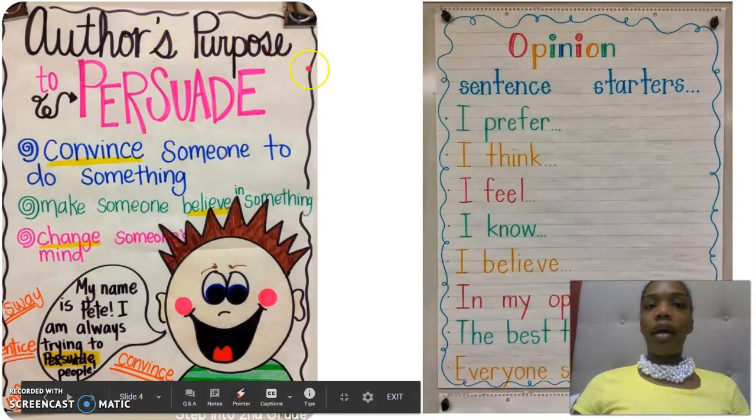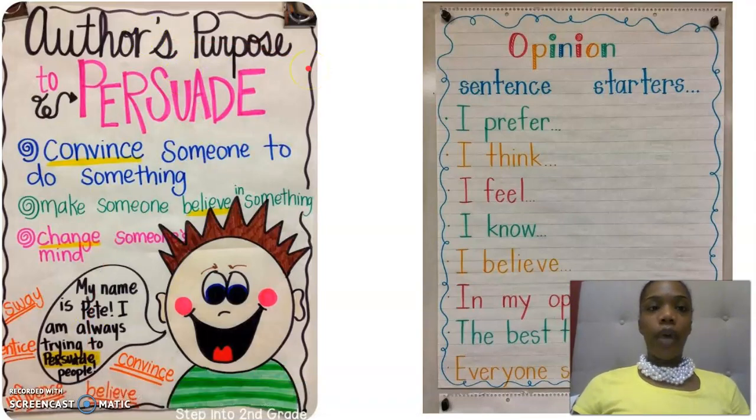All right, so here are the anchor charts that we've been looking at throughout our persuasive writing unit. It's the author's purpose to persuade anchor chart. We already know that when we are persuading someone, we are trying to convince someone to do something, make someone believe in something, or change someone's mind about something. And here are some sentence starters that you can use just in case you're struggling or having a hard time with starting your sentence.